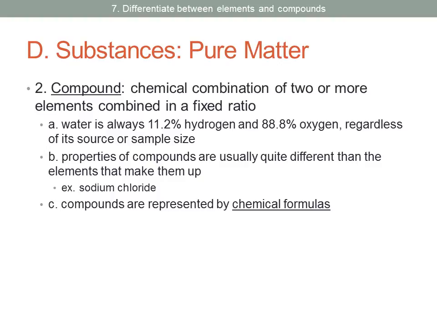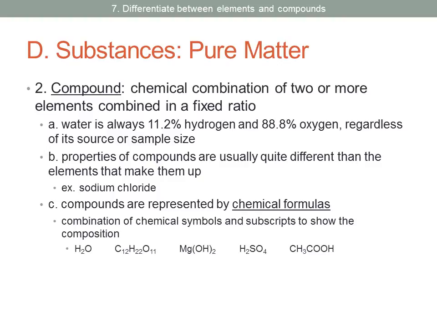Any compound can be represented by a chemical formula, which is simply a combination of chemical symbols and subscripts to show the composition. So for example, we have water, which is composed of 2 hydrogen atoms and 1 oxygen atom. The symbol for hydrogen is H, the symbol for oxygen is O, and there are 2 hydrogen atoms in a water molecule, so we have a subscript 2 next to the hydrogen.